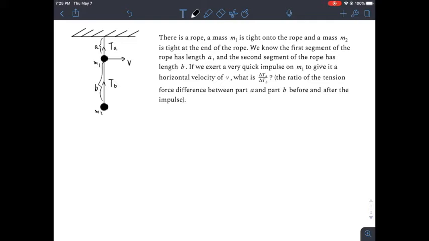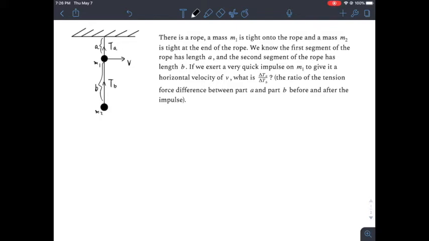So today we are going to talk about a rope. A mass m1 is tied onto a rope and mass m2 is tied at the end of the rope. We know the first segment of the rope is length A and the second segment of the rope is length B. We exert a very quick impulse on m1 to give it a horizontal velocity of v. What is the change of TA divided by the change of TB? The ratio of the tension force between part A and part B before and after the impulse.